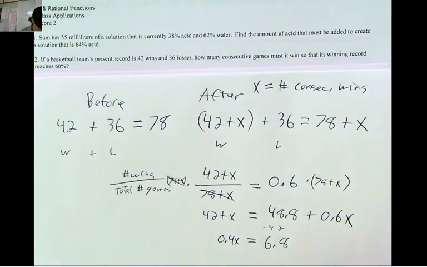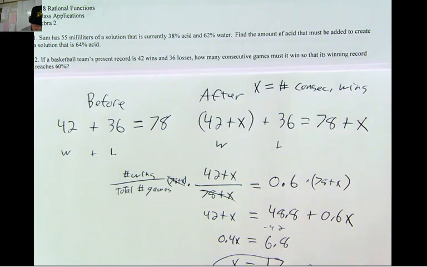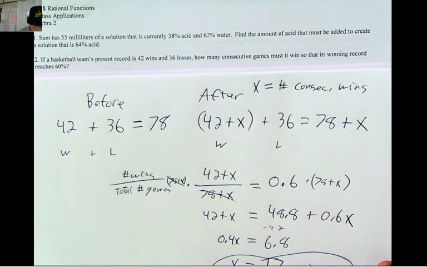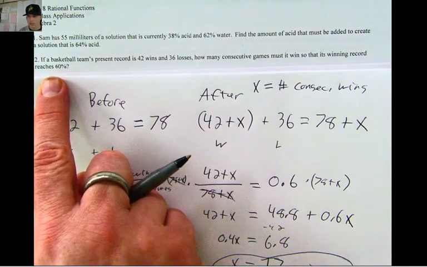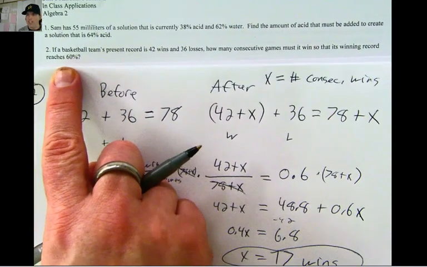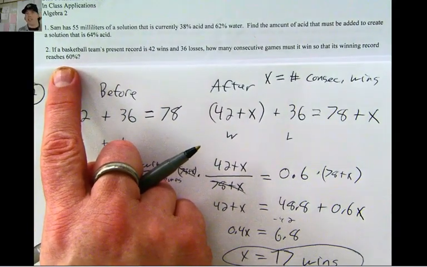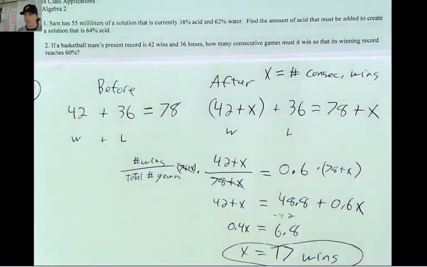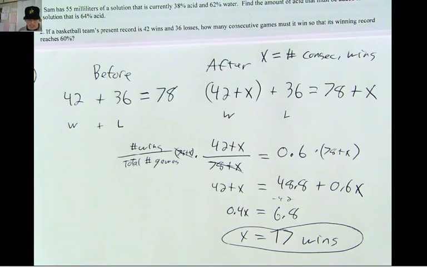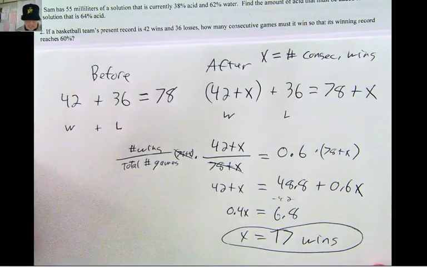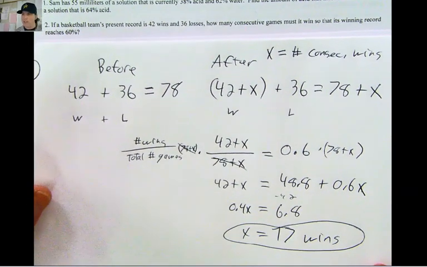That gave me 17. So that means that if you win exactly 17 wins, that would get you to reach 60% winning percentage. Now, what if it said reaches above 60%? Well, then you'd need to say 18 wins, because 17 wins only got you to 60%. But because it says reaches 60%, that's exactly what we want. All right, that's number 2.